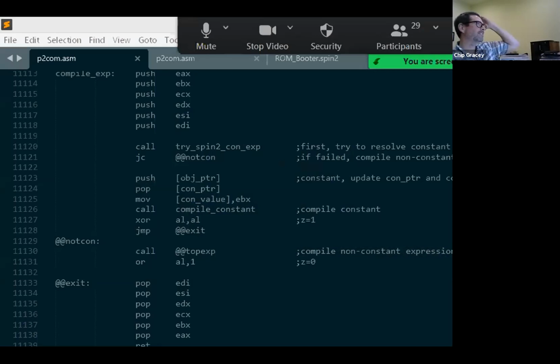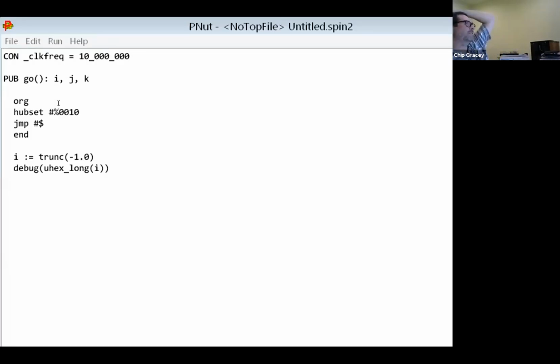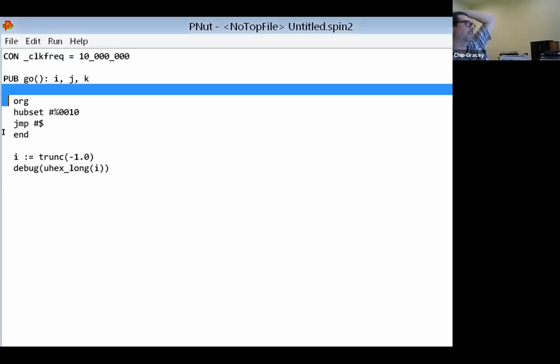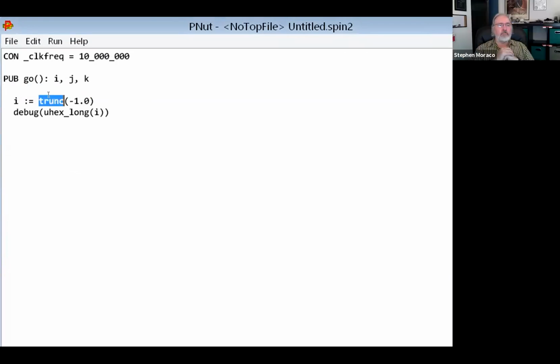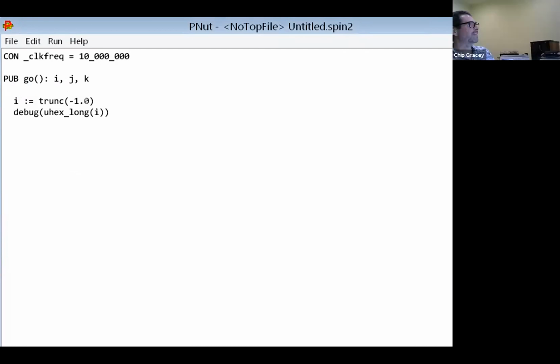What do you think this is going to do? Why did I do this? I don't need this. I was doing something else. So this here, in Spin 2, right? And here is a negative decimal number.